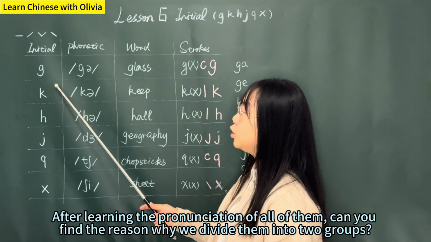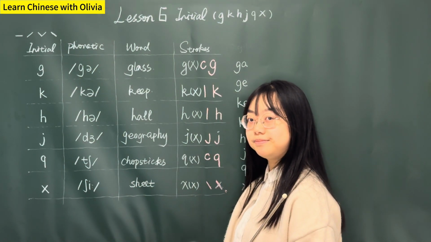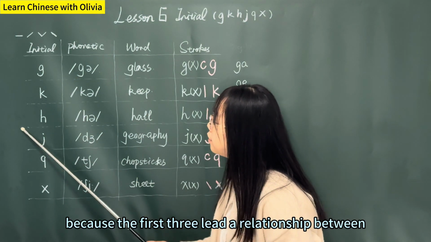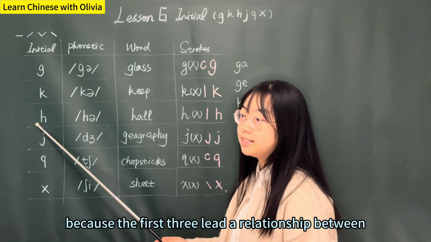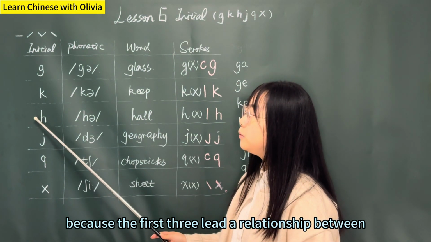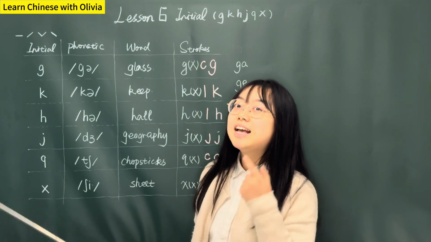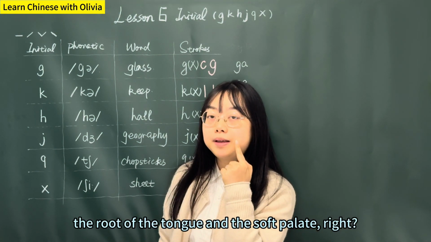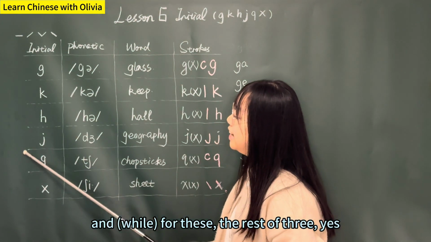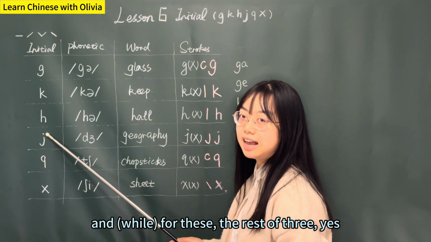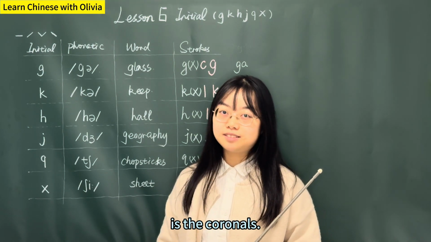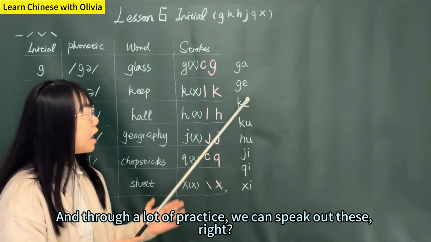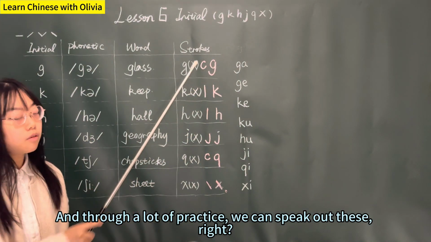After learning the pronunciation of all of them, can you find the reason why we divided them into two groups? Perhaps some of you can get it, because the first three involve the relationship between the root of the tongue and the soft palate, right? And for the rest of the three, it's the corners. And through a lot of practice, we can speak these out, right?